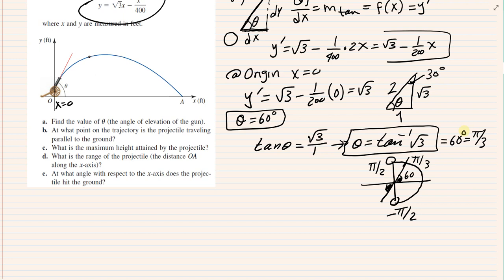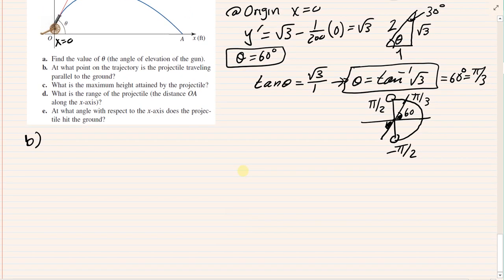In part B, what are they asking? At what point on the trajectory is the projectile traveling parallel to the ground? Parallel to the ground on the graph, right there, that's running parallel. So it's going to be the point where the slope of the tangent is 0, right? Okay, so that's what we need to do.